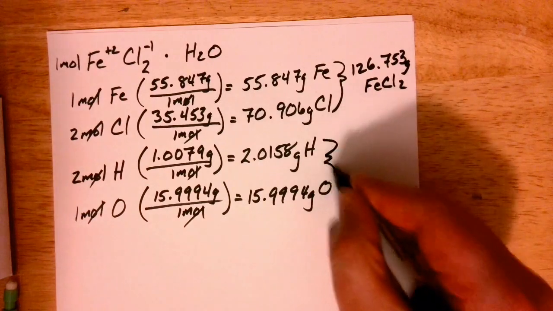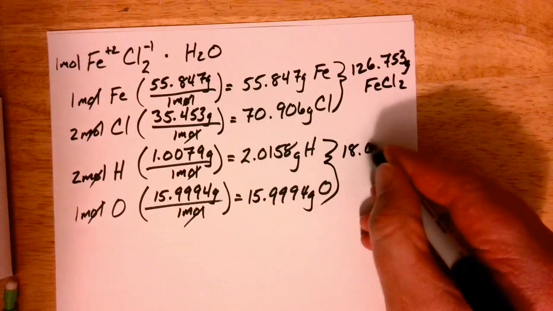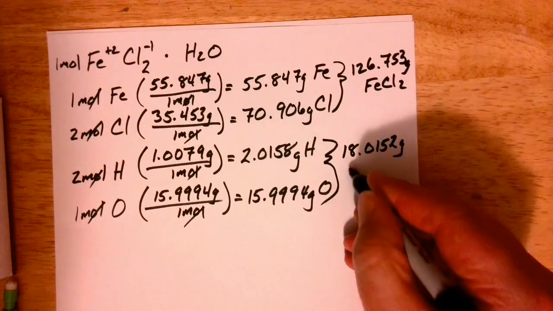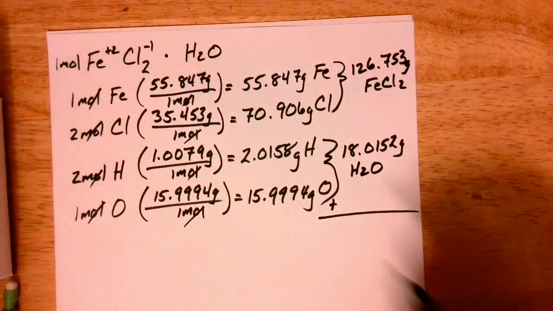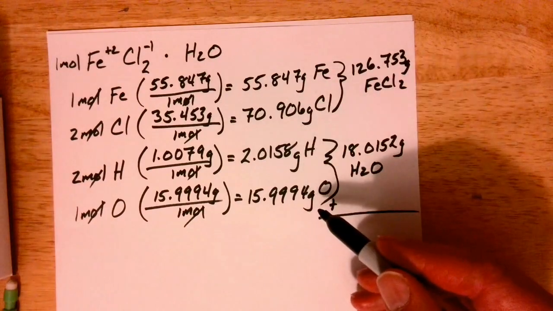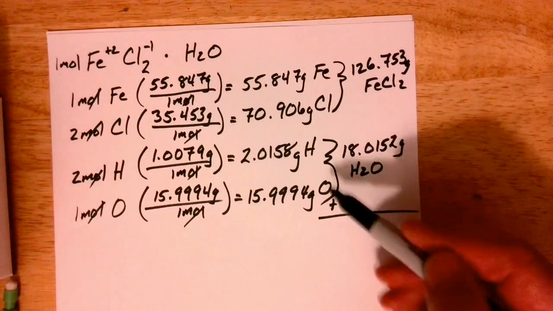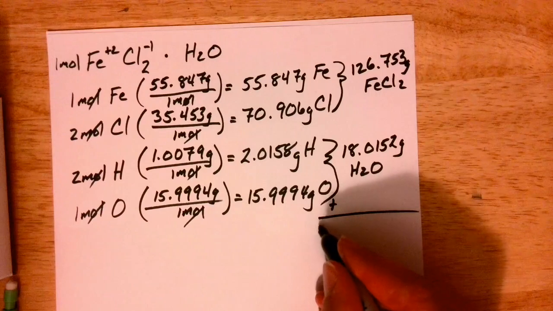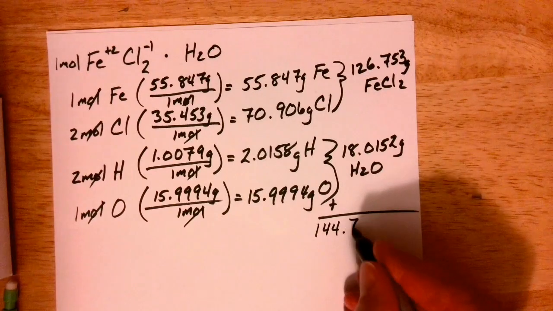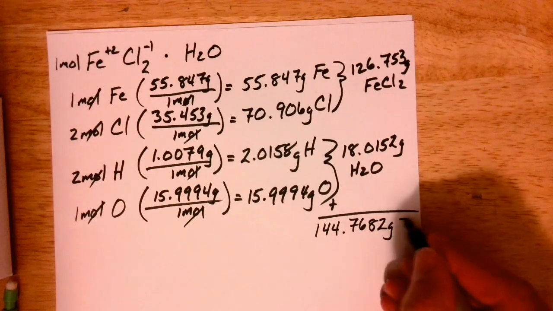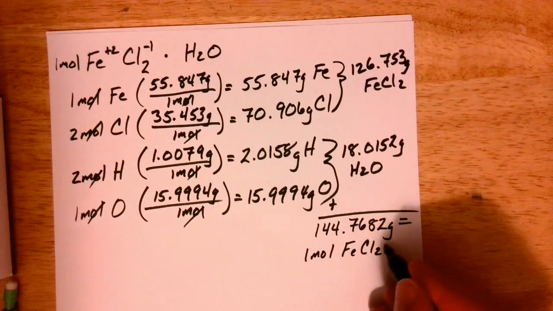For water, the total mass would be 18.0152 grams of water. To find the mass of the whole thing, you want to add everything together. You could also add all these together as well, but I think it's kind of interesting to see how much of it is ferrous chloride and how much of it is water. So in this case, the total mass will be 144.7682 grams is equal to 1 mole of ferrous chloride monohydrate.